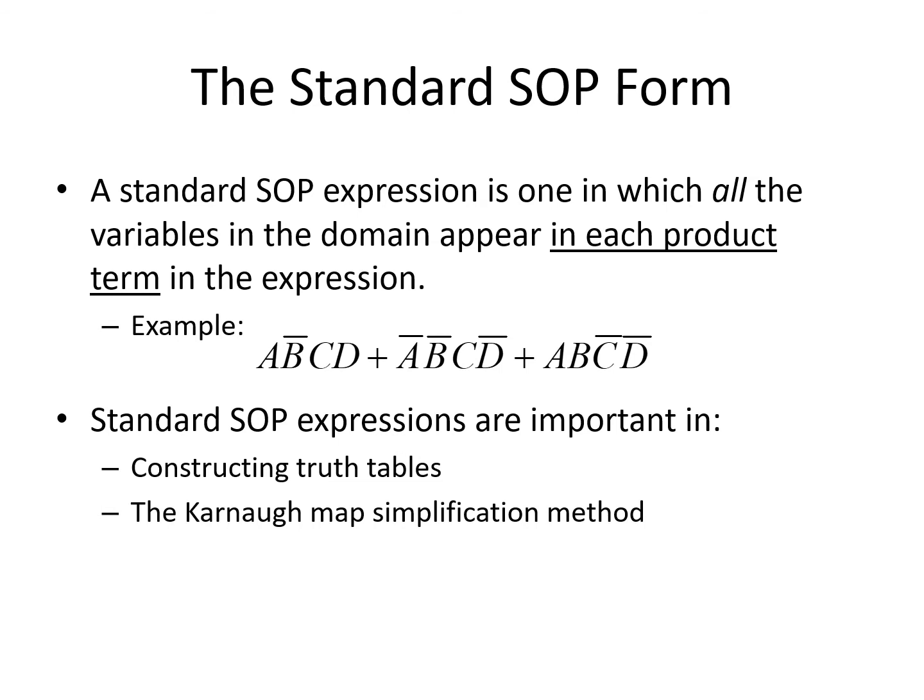A standard sum of product expression is one in which all the variables in the domain appear in each product term, as we have already dealt. So we could see that this is an example of standard sum of product form. Standard sum of product expressions are important in constructing the truth tables and the K-map simplification method.